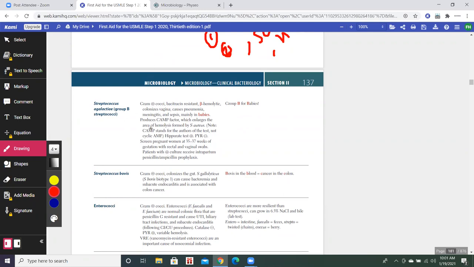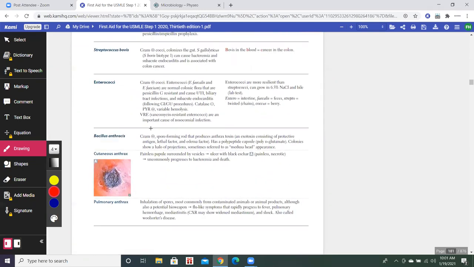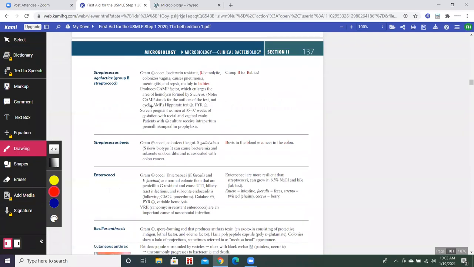Now, let's talk about Streptococcus agalactiae. First and foremost, is it a gram positive or gram negative? Gram positive. Is it a cocci, bacilli, or a branching filament? Cocci. Catalase positive or catalase negative? Catalase negative. If it's negative, then it will grow on blood agar. Is it alpha, beta, or gamma hemolytic? Beta hemolytic. If it's beta hemolytic, what type of sensitivity test will we do? Bacitracin. Is it bacitracin sensitive or bacitracin resistant? Resistant. So it's a group B streptococci, which is gram positive, bacitracin resistant, beta hemolytic.